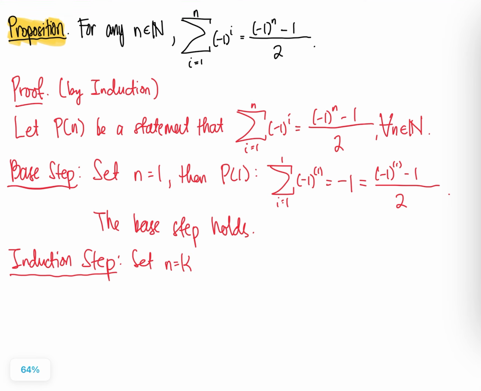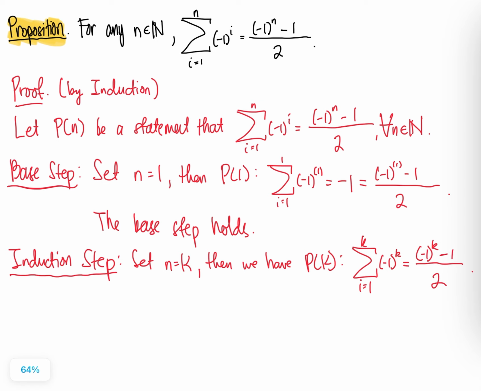So then we have our p of k is going to be equal to the statement, the summation of -1 raised to i, running from 1 to a certain k. This is equal to our right hand side, which is -1 raised to k minus 1 over 2. So this is our inductive hypothesis.